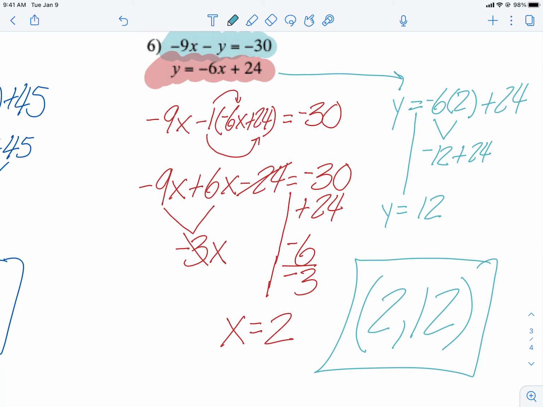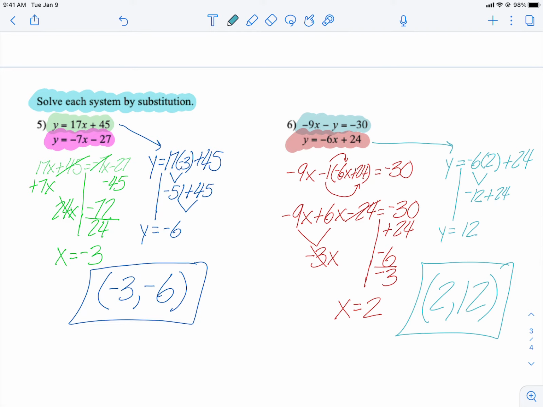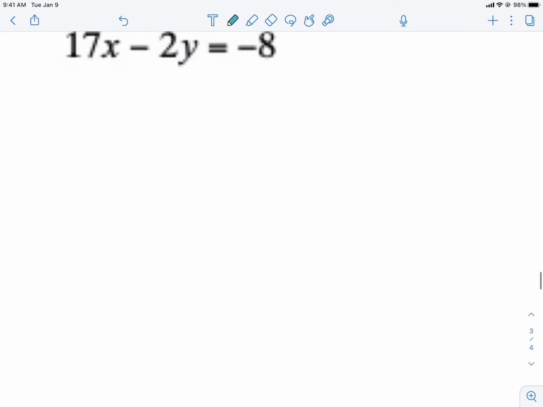Again, we did it substituting, right? We put in the red into the blue. We substituted. So those are the first 2 kinds. Look at that. All right, let's do number 5 here.